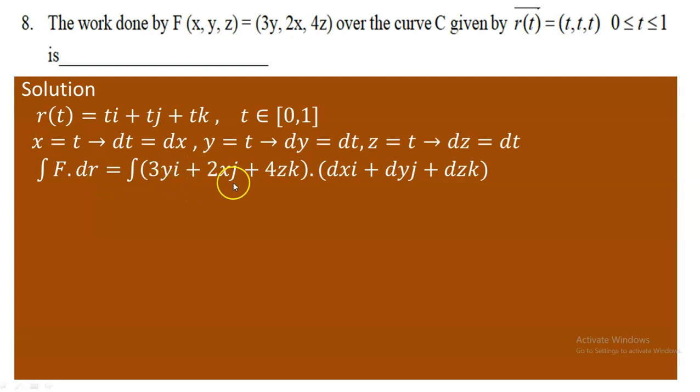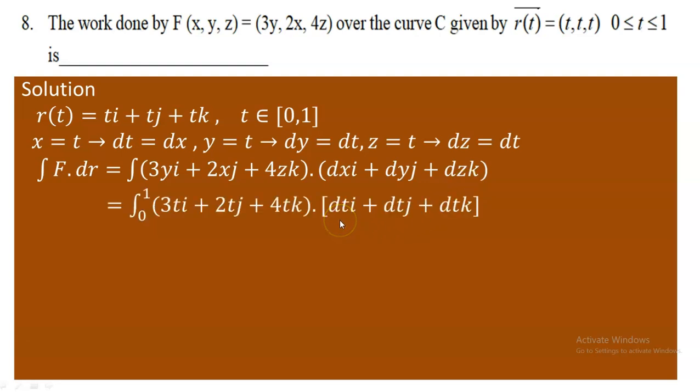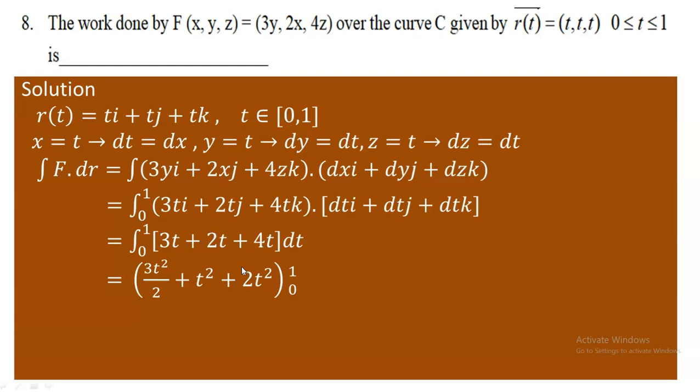F is 3y i plus 2x j plus 4z k, directly taken from this one, dotted with dr, which is dx i plus dy j plus dz k. Having this dot product, we have 3t i plus 2t j plus 4t k, dotted with dt i plus dt j plus dt k. So carrying out this integration, you have 0 to 1 because t is running from 0 to 1, as I wrote over here. Then 3t plus 2t plus 4t comes, just applying this dot product. And finally I can add this: 3t plus 2t plus 4t makes 9t.